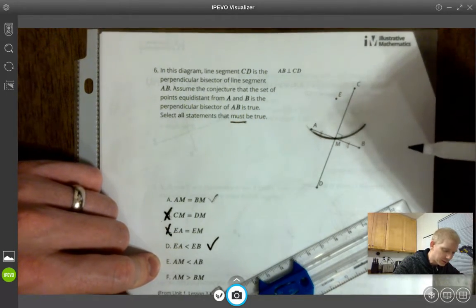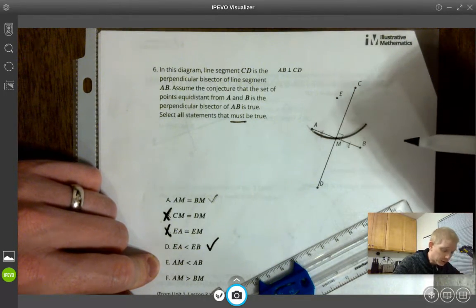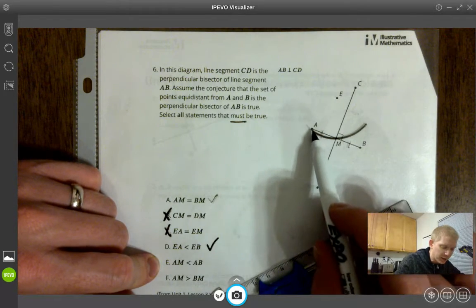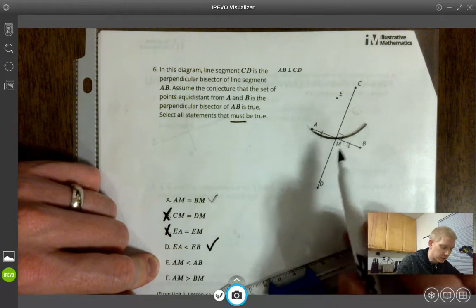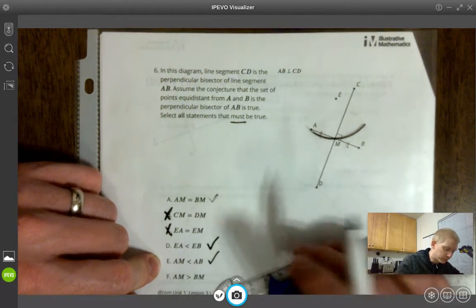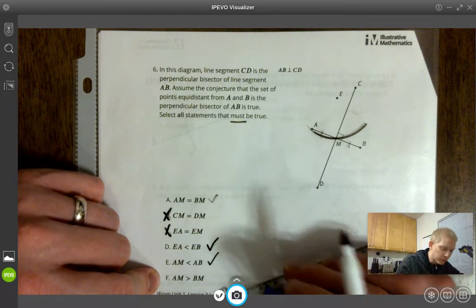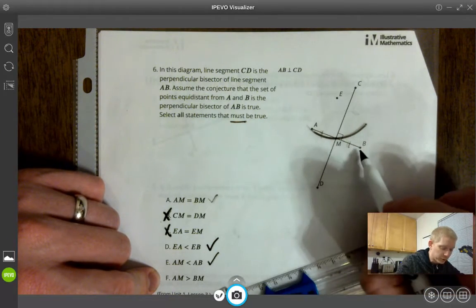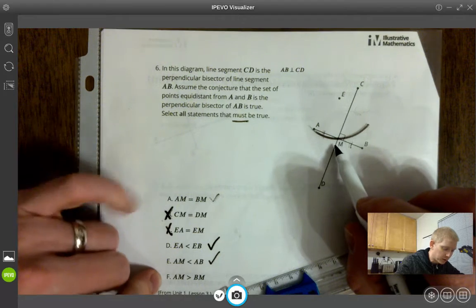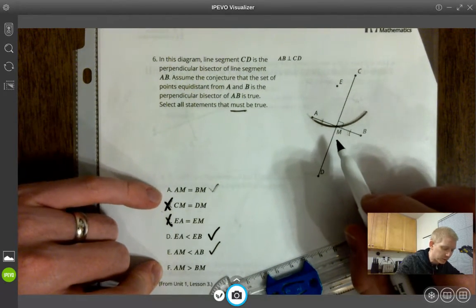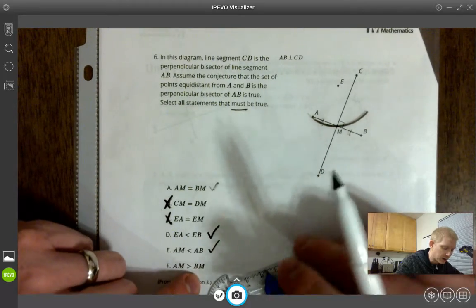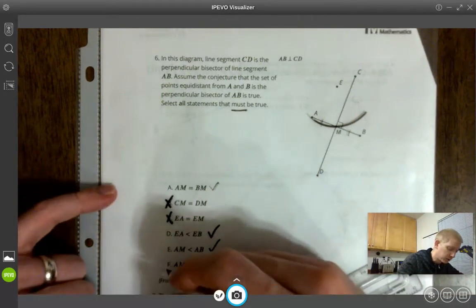AM is less than AB. Oh yeah, that for sure has to be true because AM is the distance from this point to the midpoint, and then AB is this whole line segment. That for sure has to be true. Then AM is greater than BM. That for sure cannot be true, right? Because like we had up here earlier, this was a true statement. These two line segments have the same length. So that means they cannot have different lengths, right?